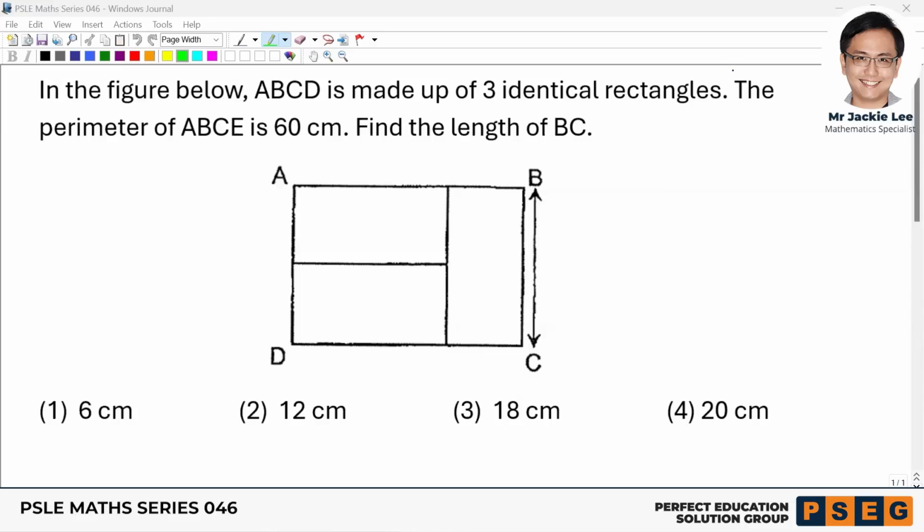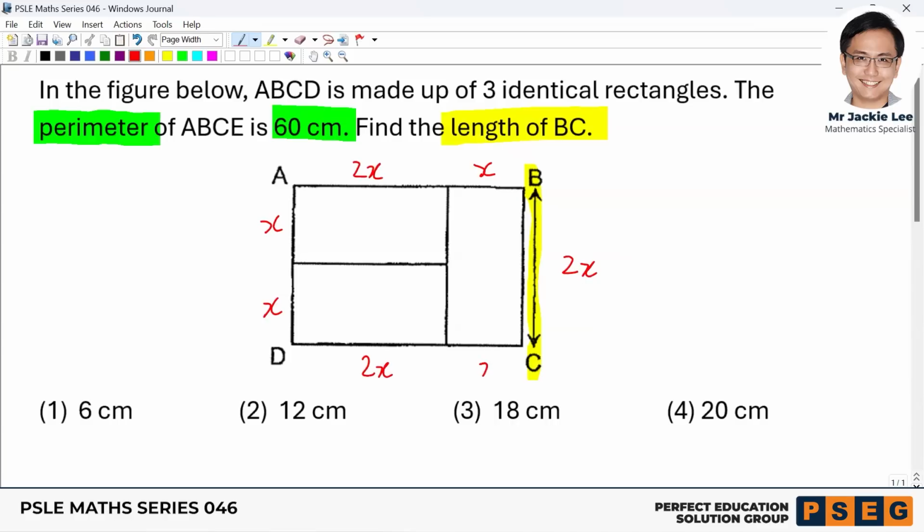Here we have ABCD that is made up of 3 identical rectangles. The perimeter for ABCD is 60 cm. Okay, so the question now is to find the length of BC, which is this. Okay, so identical rectangles. So let's say the width is x cm. So in other words, this one is also x, this one is also x, right? Then making the BC now 2x, all this also 2x. 2x, and this x, right?